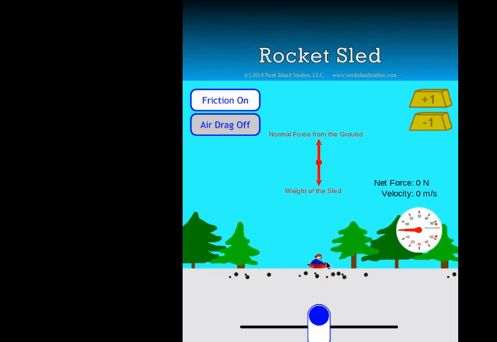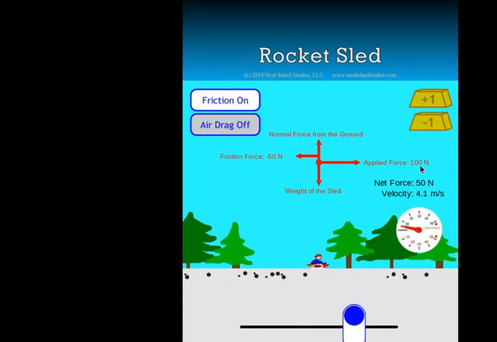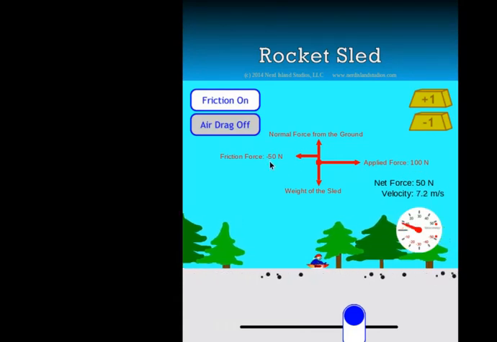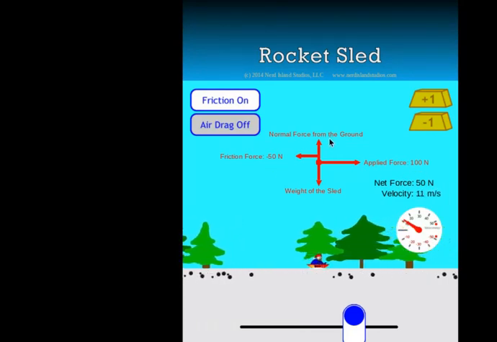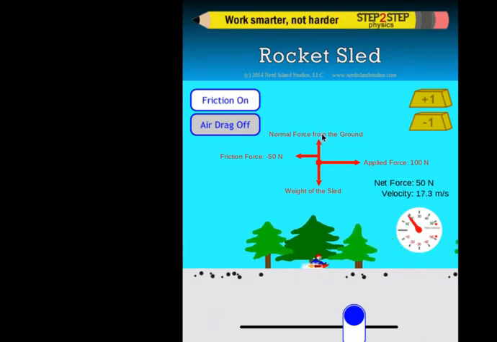So once he starts getting moving, you're going to see the friction pointing up, opposing his motion, because we know force of friction opposes the motion. So I'm going to move him this way. And you can see that I've got an applied force here of 100, a friction force of negative 50. They don't give you the weight, the force of gravity and the normal force numbers because they just balance out. He's not moving up and down.